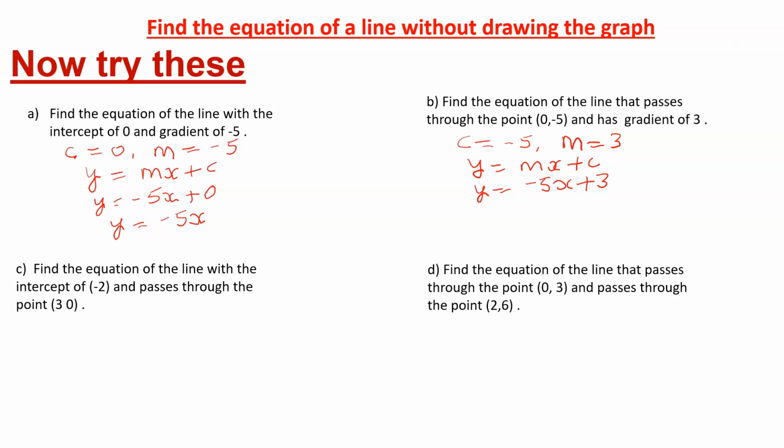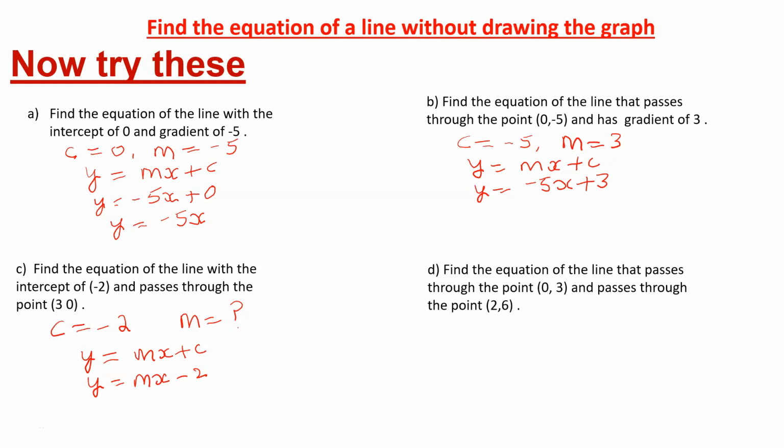And example C, find the equation of the line which has this intercept and passes through this point. Do I know c? Yes, I know c, that's minus 2. Do I know m? No, I don't know m, so m is a question mark. But I've got another piece of information there. So let's see how we can use that information. We're going to write down the general equation, which is y equals mx plus c. Okay, I know c, so I'm going to substitute c with minus 2. I don't know m, so I can't write anything in for m. y equals mx minus 2.